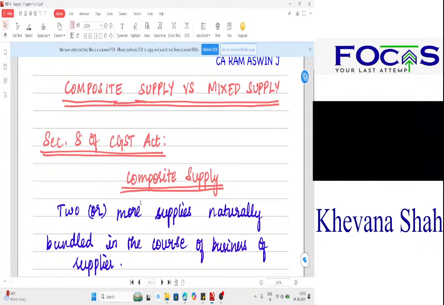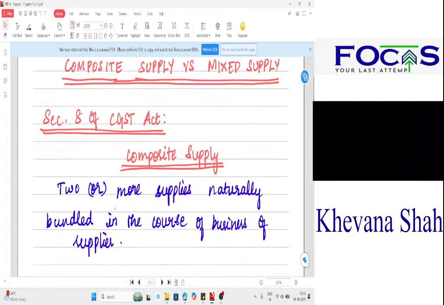So see, Section 8 of the CGST Act defines composite supply as two or more supplies naturally bundled in the course of business of the supplier. These are naturally bundled, meaning that in the course of business they will be sold combined only. They cannot be sold separately owing to the very nature of that supply. Okay, we are not forcing them, like we are not forcefully mixing them to make it as one supply.